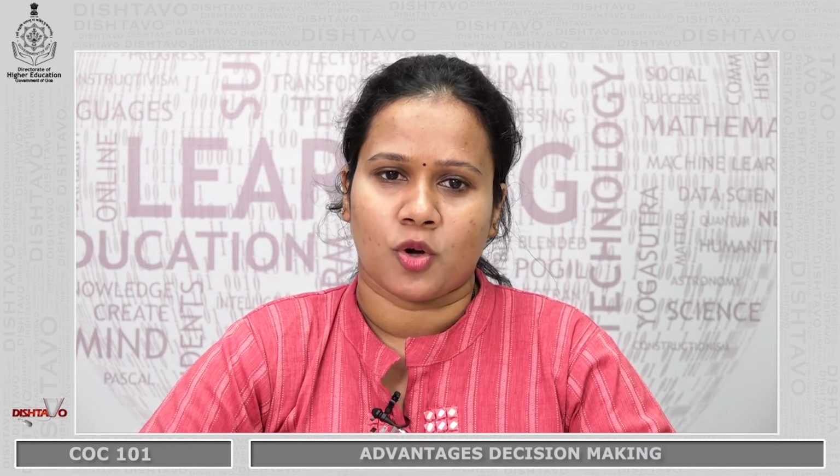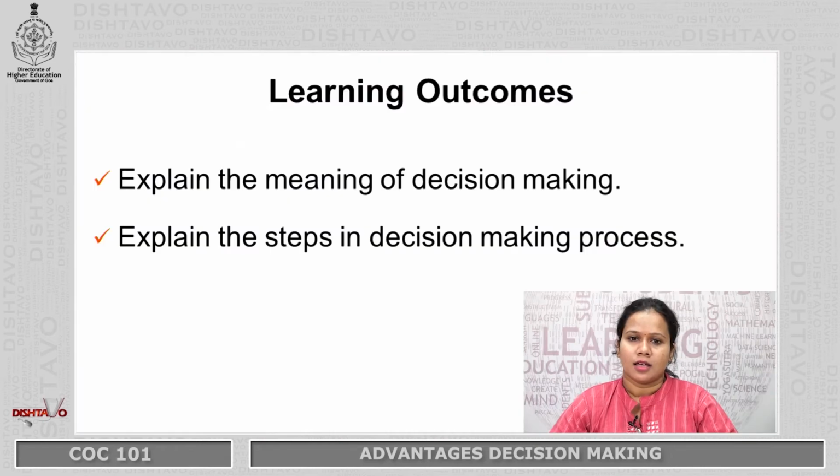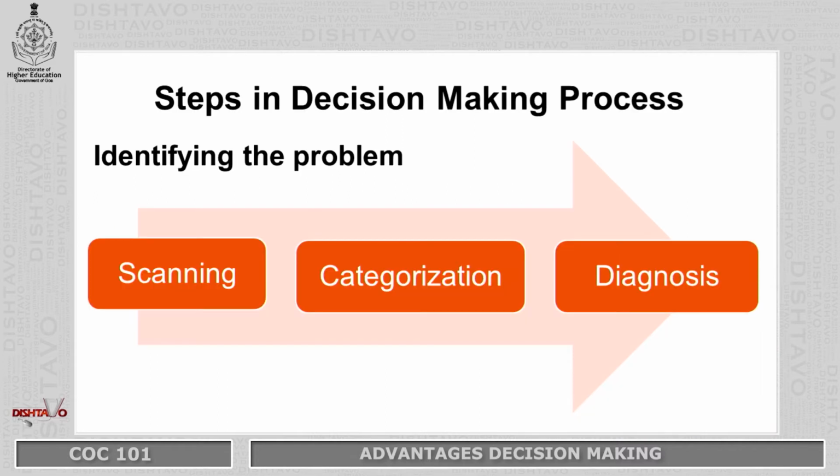I will be taking steps in decision making process from Unit 2, Decision Making. My module number is 18. Learning outcomes are: explain the meaning of decision making, and explain the steps in decision making process. Okay, let us begin with steps in decision making process.